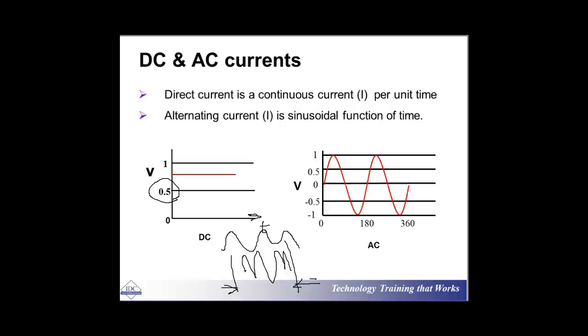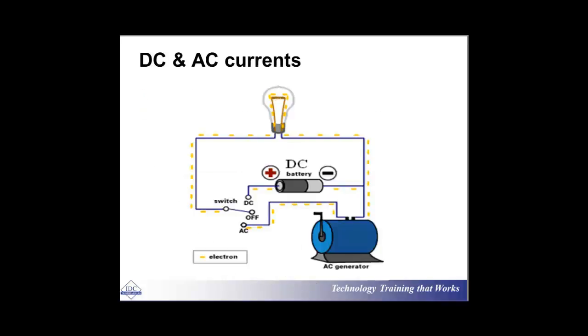As you can see here, T, the period, and F, the frequency, are reversed. In other words, I can say T equals 1 divided by F, or F equals 1 divided by T.